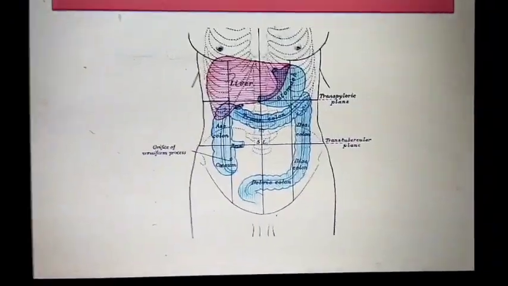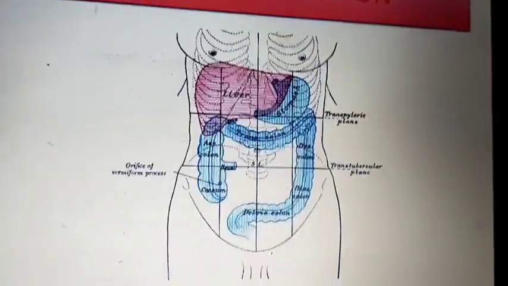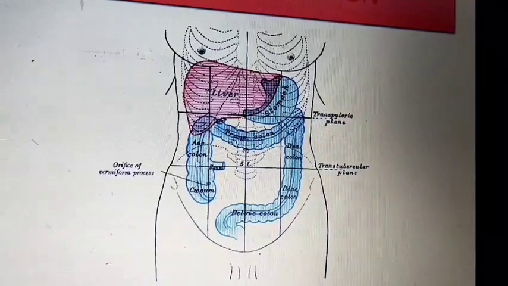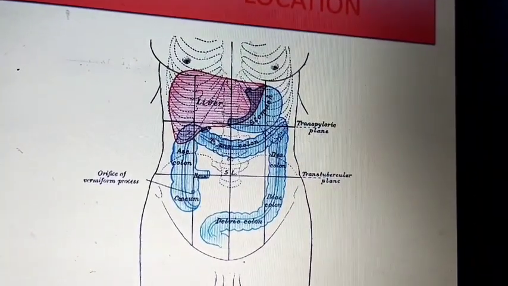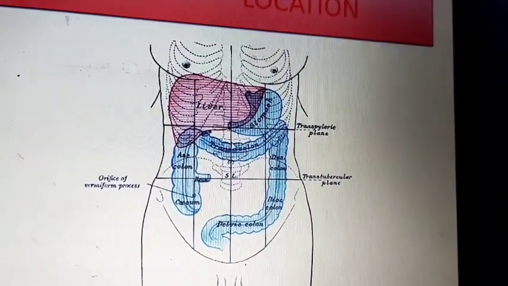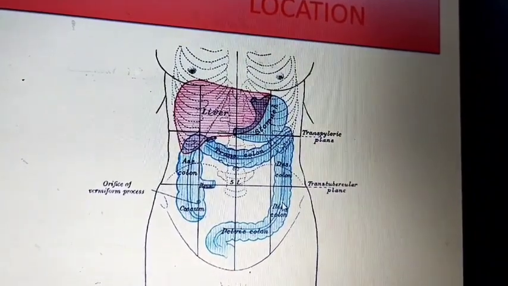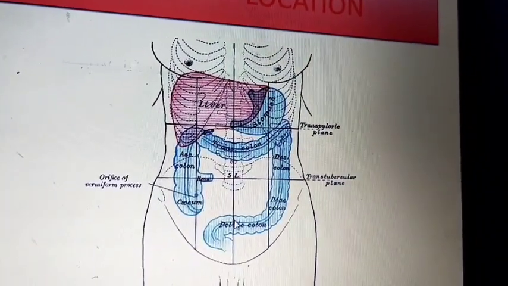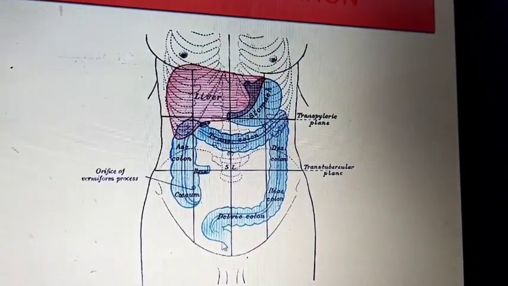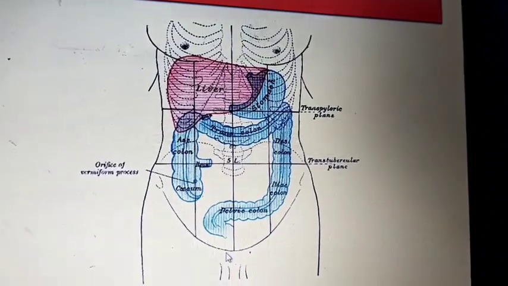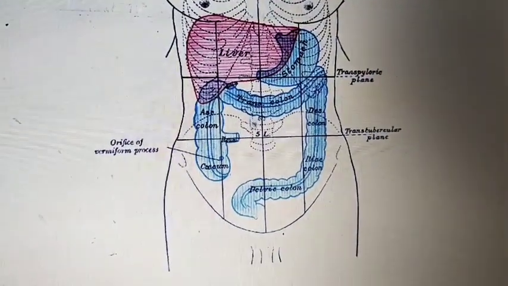You can see here the cecum. It starts from the right iliac fossa, right lumbar region. Then the transverse colon is present in between the right lumbar, umbilical and left lumbar regions. Then this is the left iliac fossa and this is the hypogastric region. Here we find the rectum and anal canal. This is how it is present in the quadrants or positions.